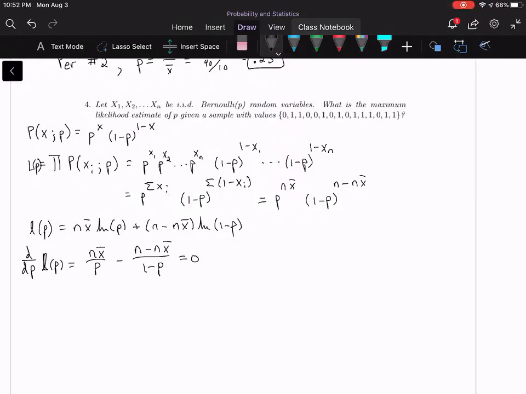So multiplying by p times 1 minus p is going to give us nx bar times 1 minus p minus n minus nx bar times p equals 0. When you expand or multiply through, we have nx bar minus nx bar p minus np plus nx bar p equals 0. And I can see that nx bar p cancels out because you're adding and subtracting that. And then dividing by n leaves us with x bar minus p equals 0, which means that our estimate for p, or p hat, is x bar.